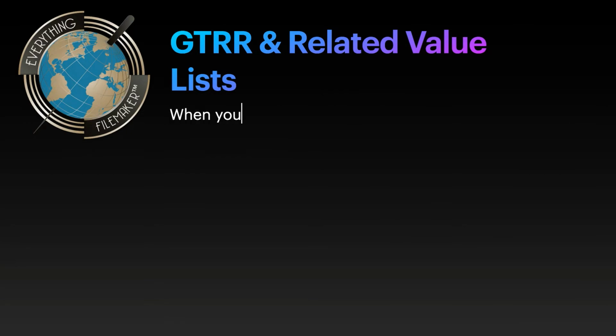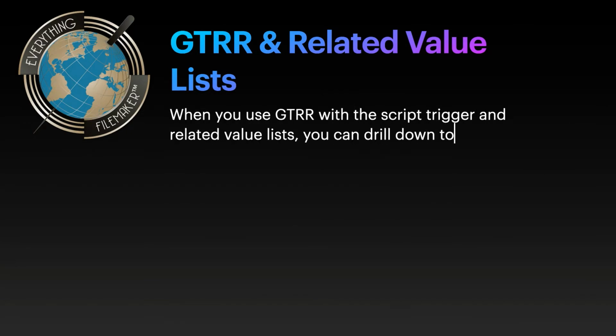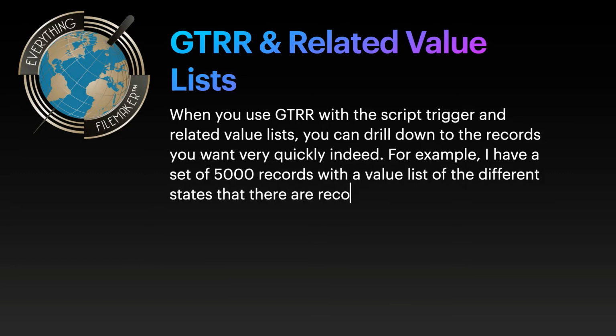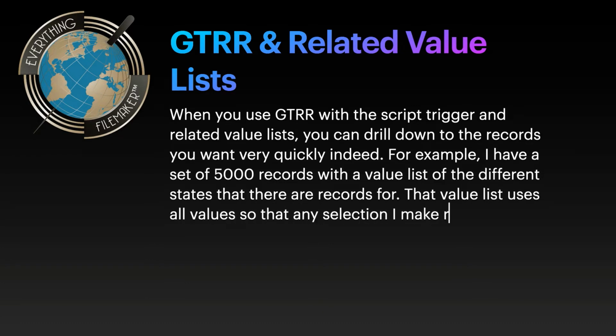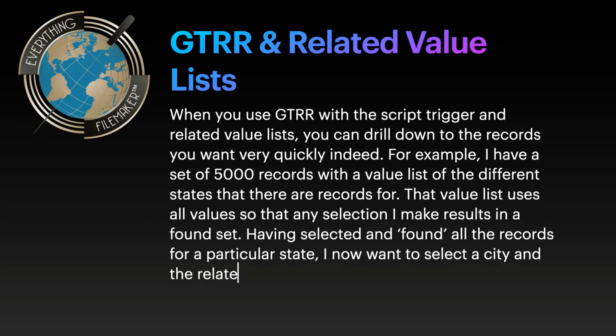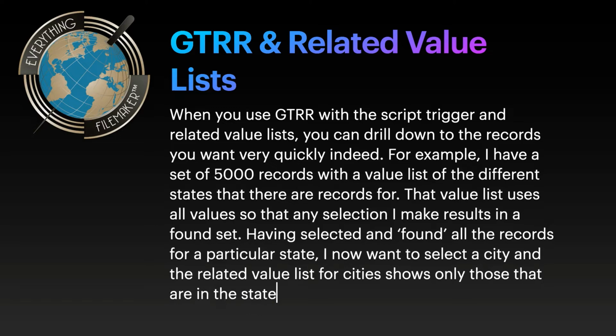When you use GTRR with the script trigger and related value lists, you can drill down to the records you want very quickly indeed. For example, I have a set of 5,000 records with a value list of the different states that there are records for. That value list uses all values so that any selection I make results in a found set. Having selected and found all the records for a particular state, I now want to select a city, and the related value list for cities shows only those that are in the state that I selected.